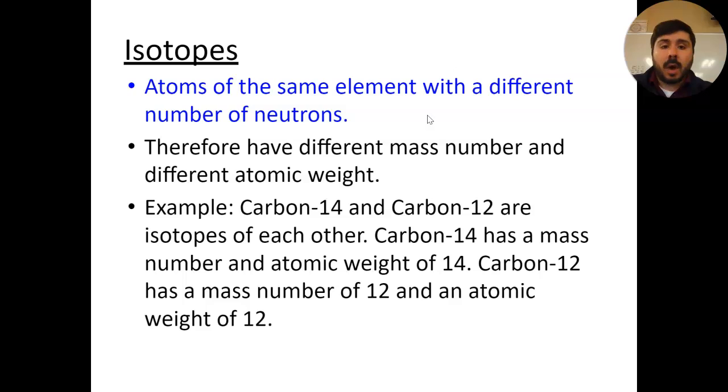Therefore, when I have a different number of neutrons, the mass number and atomic weight end up changing, right? They end up being different. So, for example, carbon-14 and carbon-12 are isotopes of each other. They're both carbon. They're both atoms that have 6 protons in them, right? The only difference is that carbon-14 has a mass number of 14, meaning that there's 2 more neutrons, and carbon-12 has a mass number of 12, meaning it has 2 fewer neutrons. Okay, so that's it. It's just a change in the number of neutrons.